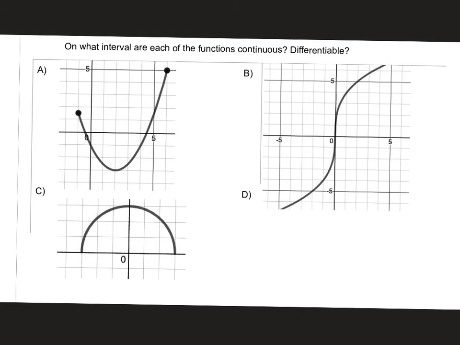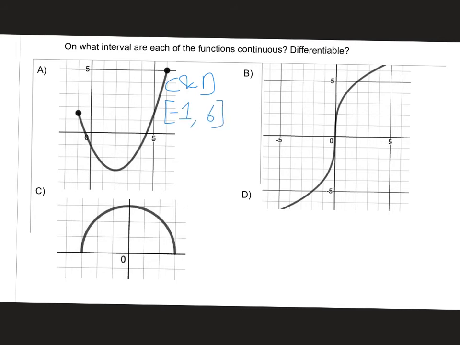So in A, what we're looking at here is that we have these endpoints. The graph doesn't just keep going. But in between those endpoints, we have a nice smooth curve. There's no jumps, no vertical asymptotes, no sharp turns like we saw on the previous page. So here we would say we are both continuous and differentiable, C and D. Here we're going to use a bracket, and that's going to be from -1 to 6.